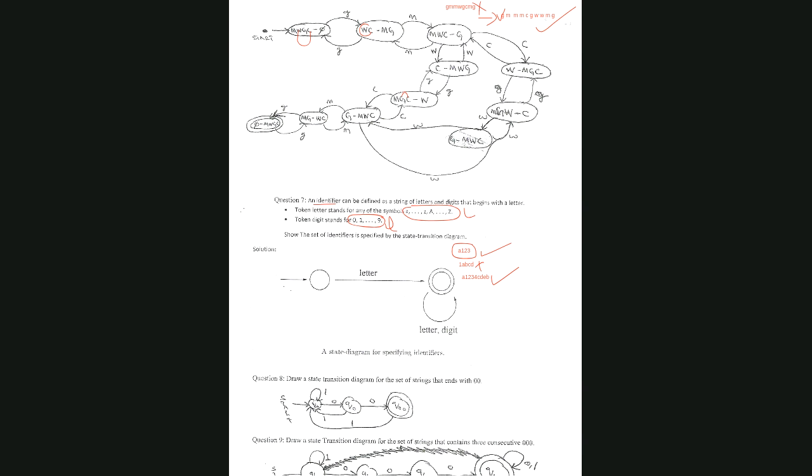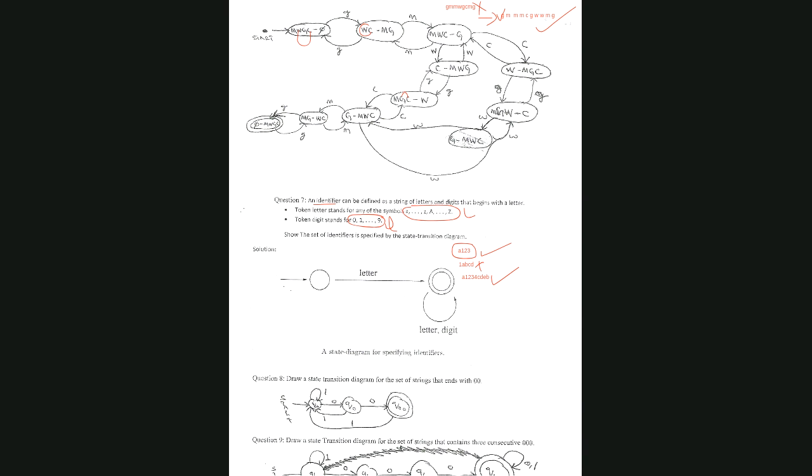Now the question is, we have to draw a state transition diagram that should accept only identifiers which are starting with a letter. If it's starting with a digit, don't accept it. For this, I have a state transition diagram. This is the state transition diagram.